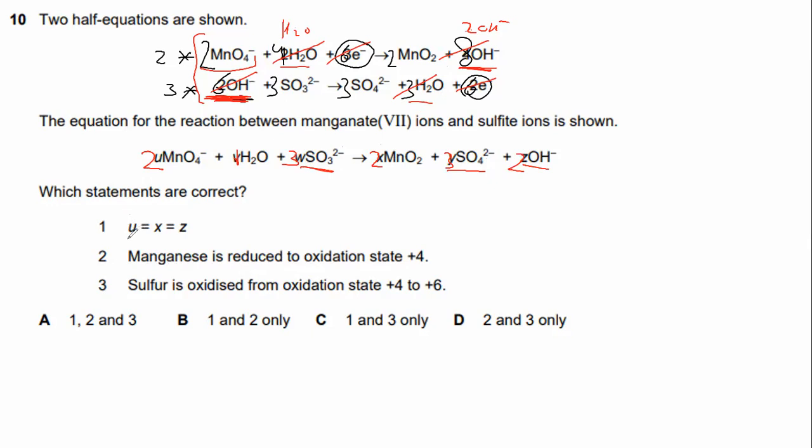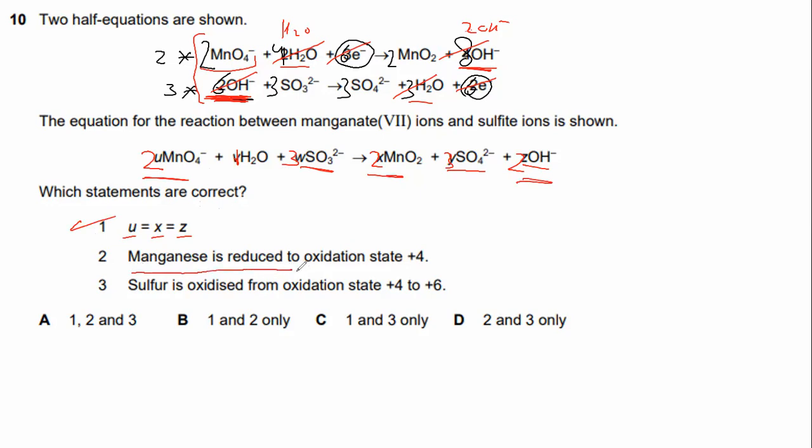So does u equal x and z? U is 2, x is 2, z is 2, so this option is correct.